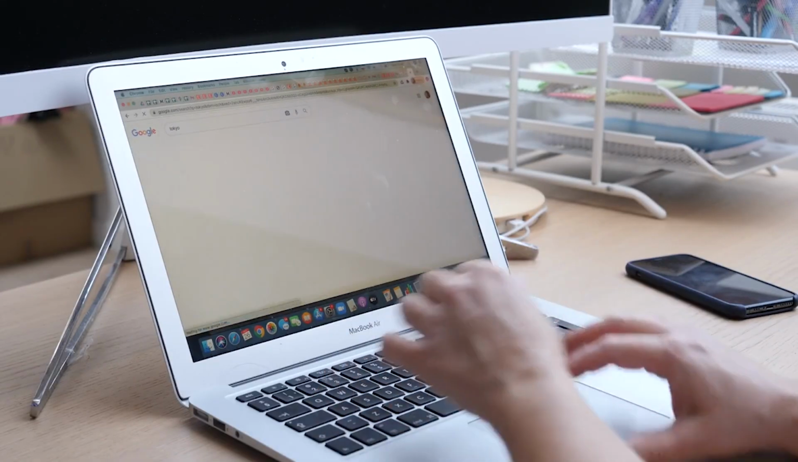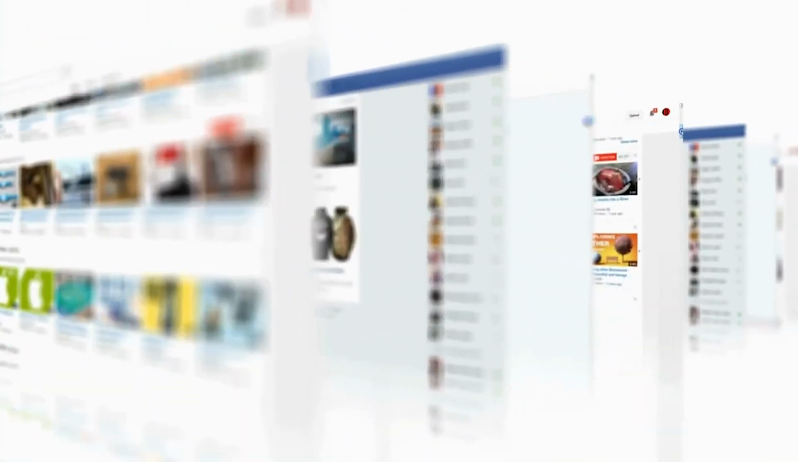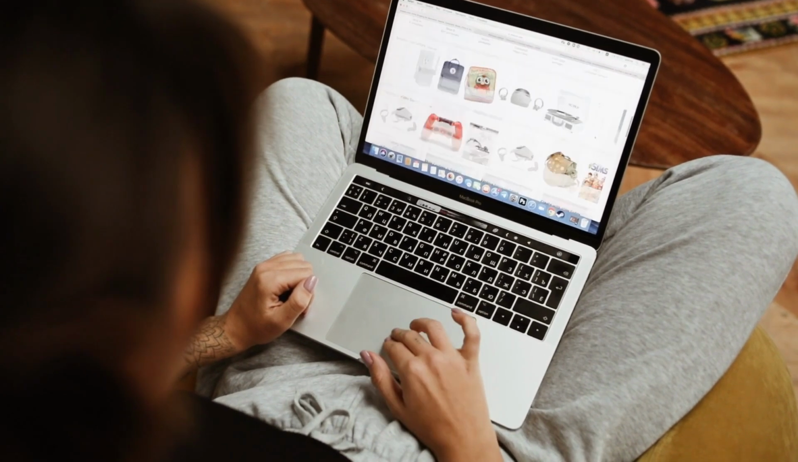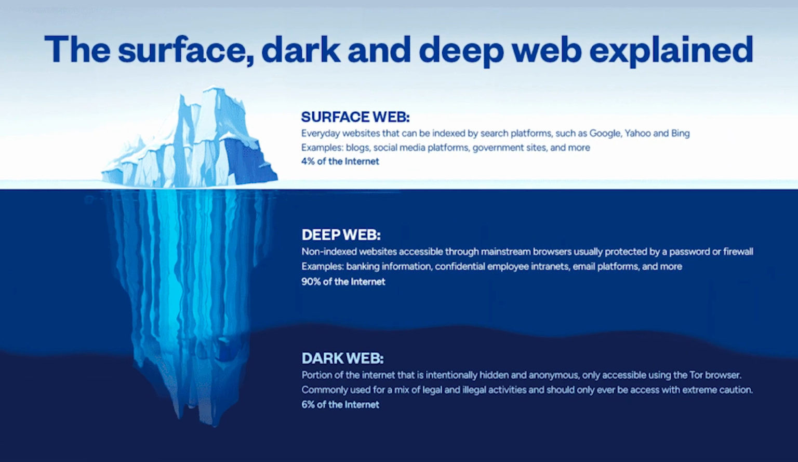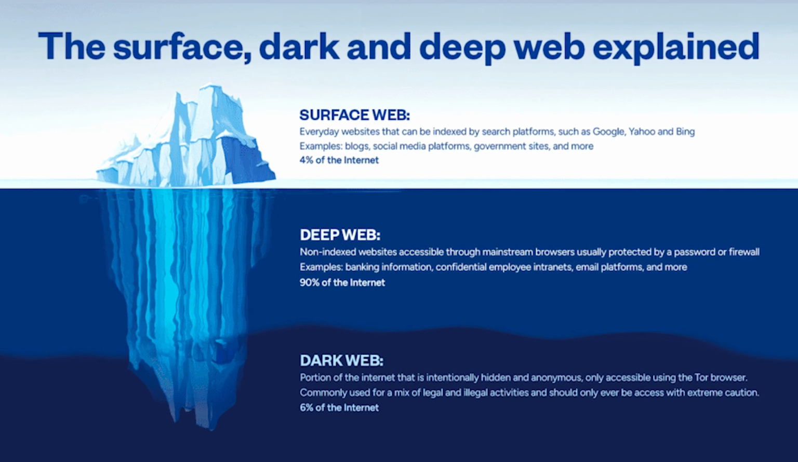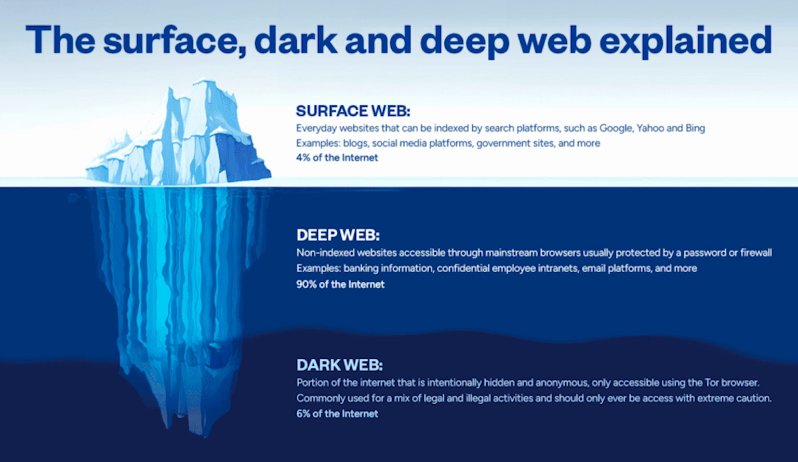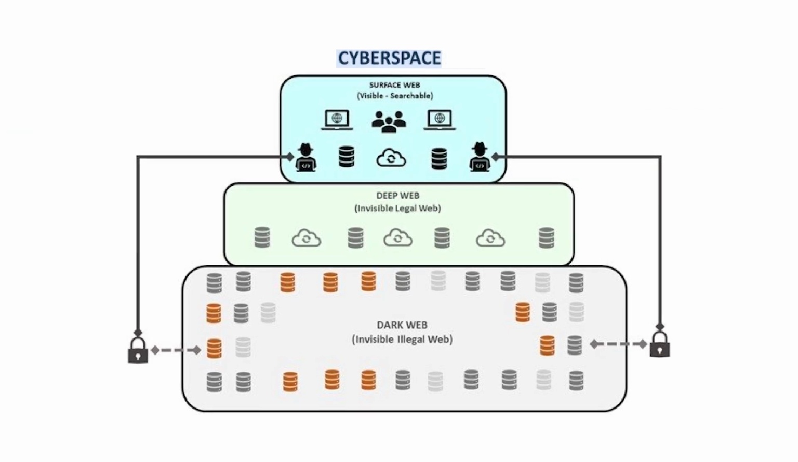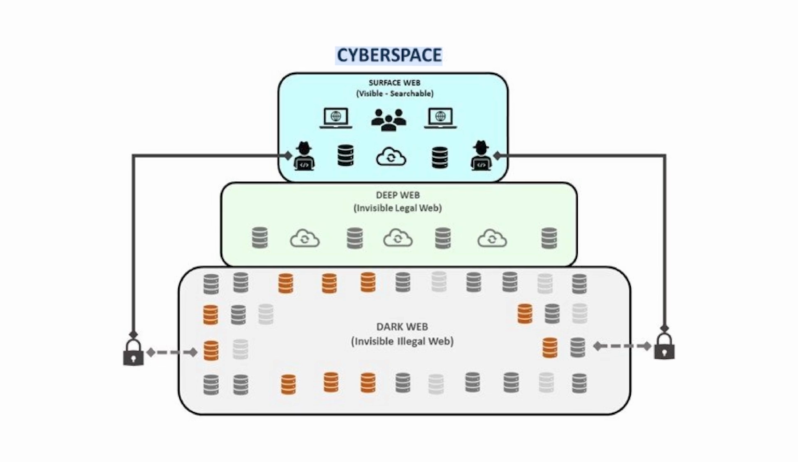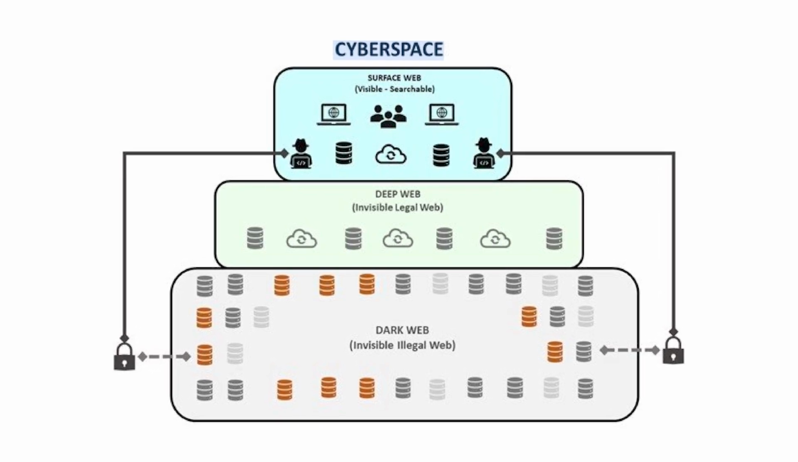What you see above the surface, the websites you visit daily, the social media platforms you use, the online stores you shop from, that's just the tip of the iceberg. But beneath the surface lies a much larger, hidden portion of the internet. This submerged part of the iceberg is divided into two main sections, the deep web and the dark web. The deep web refers to all the content on the internet that isn't indexed by standard search engines, while at the very bottom of our digital iceberg lies the dark web.